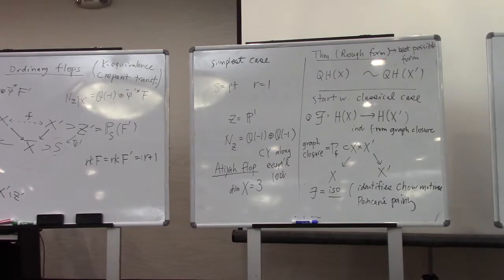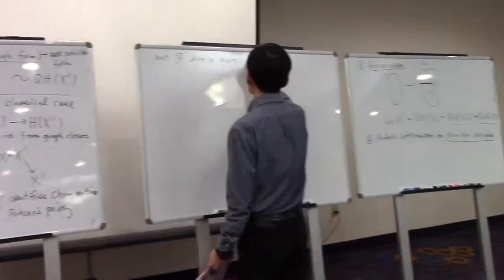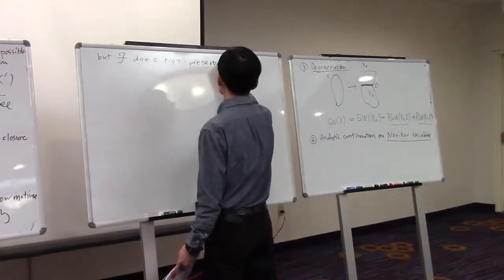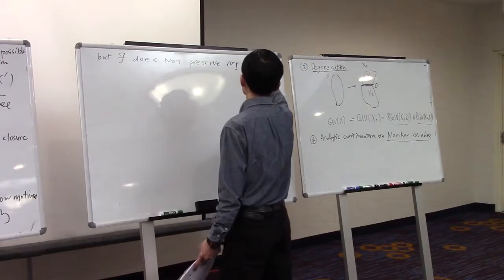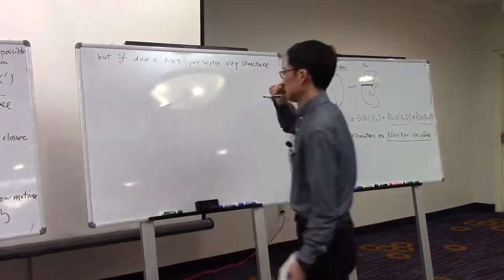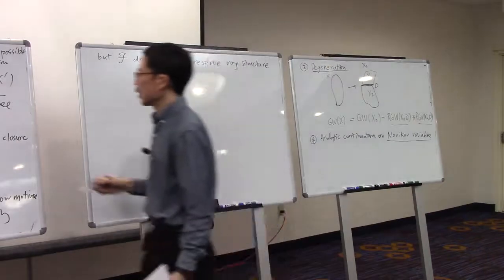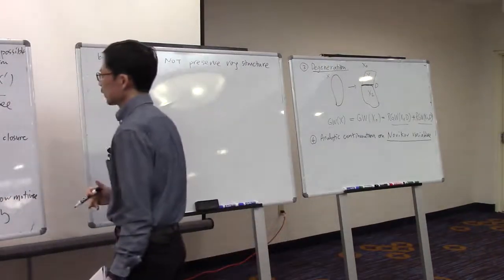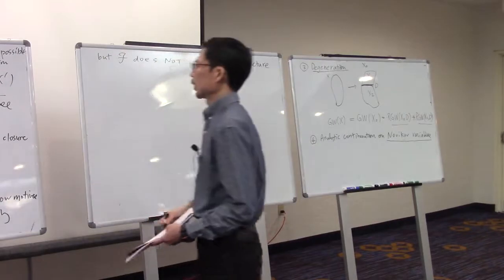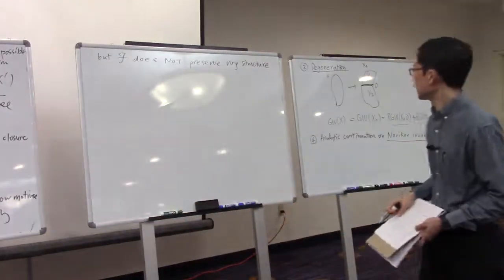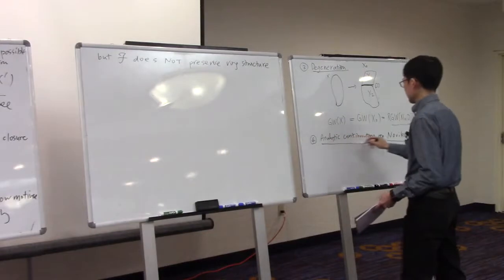However, this correspondence does not identify the ring structure, and that's the main thing. So you say, well, quantum cohomology is a deformation of classical cohomology. If it doesn't preserve the classical cohomology ring, how can you preserve the quantum cohomology ring? And that's where the analytic continuation will come into play.